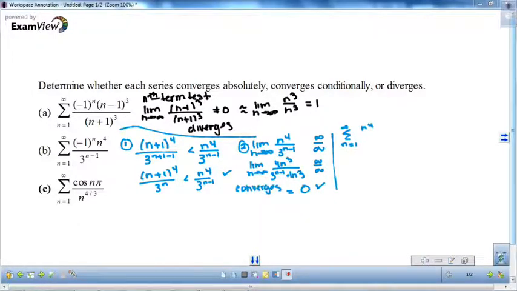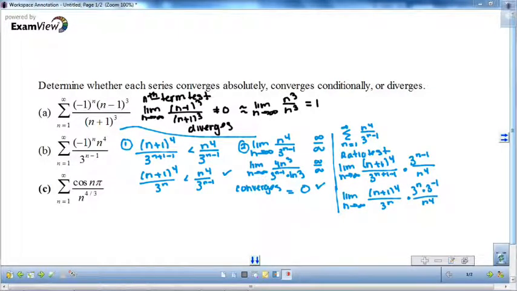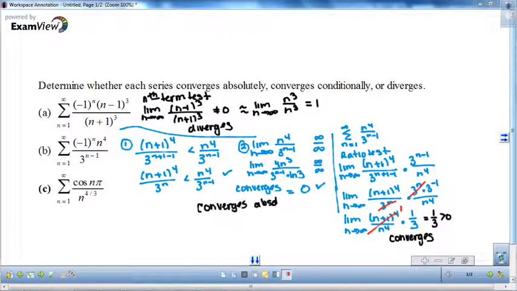So now let's look at the absolute value of this series, and look what happens then. What we're going to do is use the ratio test. We're going to take the n plus 1 term and divide it by the nth term. So if we cancel out the 3 to the n's, we're left with the n plus 1 to the 4th over n to the 4th. As n goes to infinity, this is getting closer and closer to 1. So I'm just left with 1/3, which is less than 1. So by the ratio test, this converges. Because the absolute value converges as well as the alternating series converges, this converges absolutely.